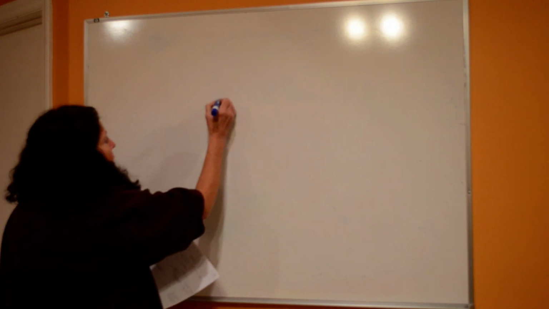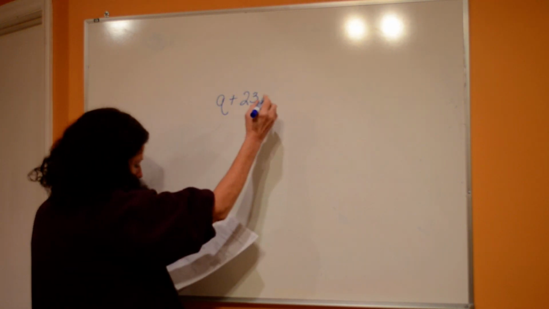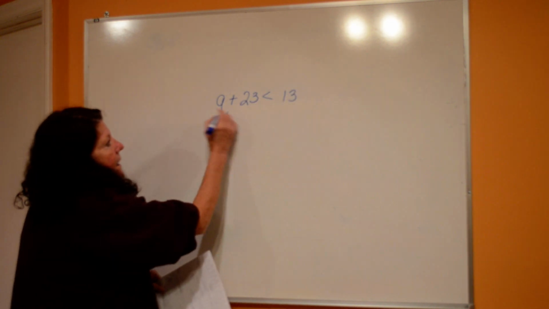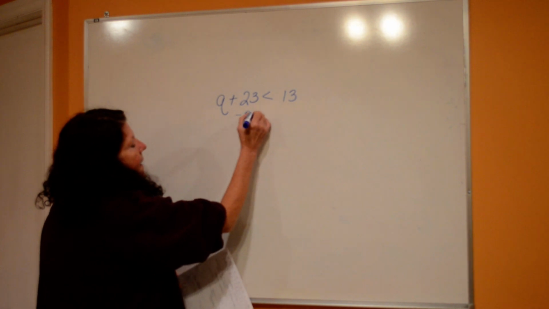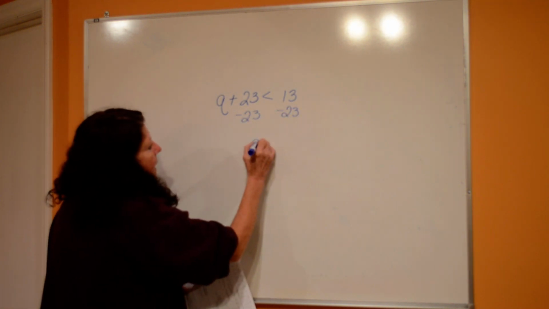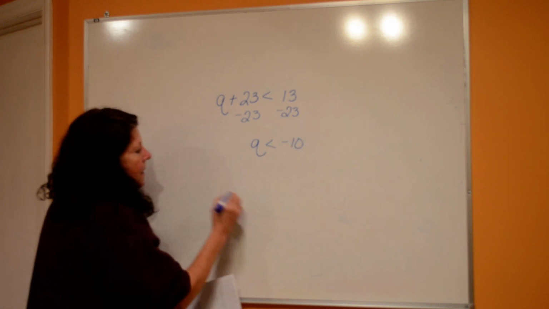Let's say I have Q plus 23 is less than or equal to 13. Obviously, to get the Q by itself, I want to add a negative 23 or subtract 23. And I'm going to get Q is less than or equal to negative 10.